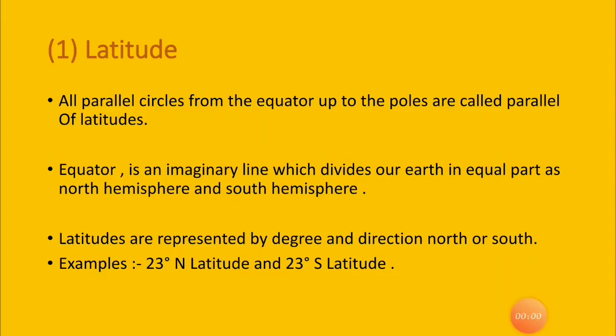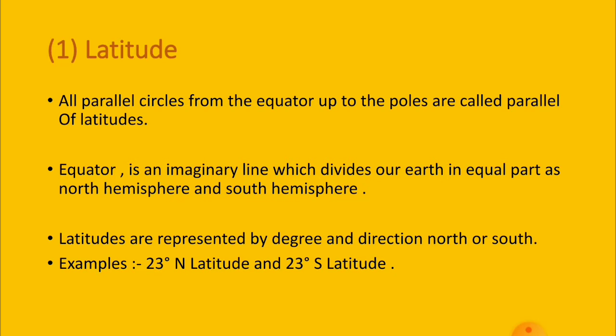Let's see. So here I will discuss latitude. You know that all parallel circles from the equator up to the poles are called parallels of latitude. That means those which are parallel to the equator are known as latitudes. Now the question is, what is the equator? The equator is an imaginary line which divides our Earth into two parts, two hemispheres, the northern hemisphere and the southern hemisphere. Then latitude is represented as degree and direction, north or south. There are two directions, north and south.